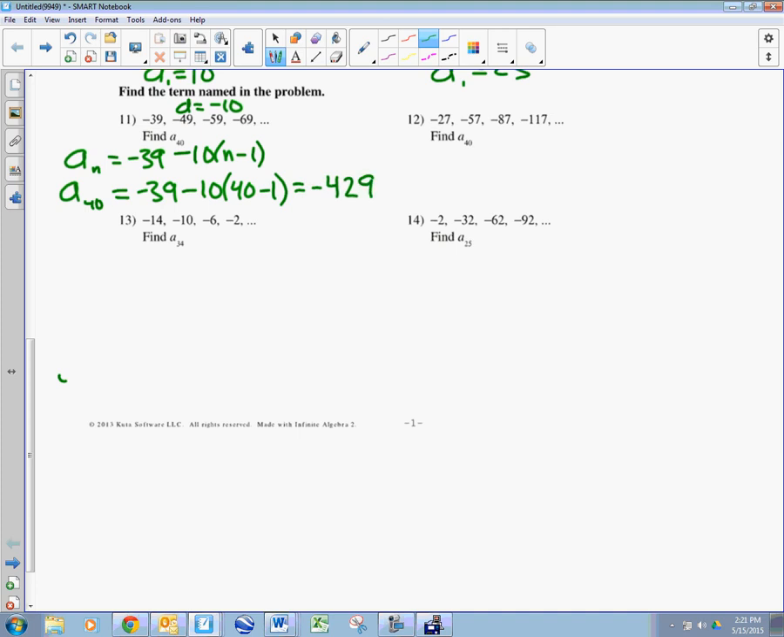Is negative 429? Yep. Okay. Look at the next one. What's the difference here? Negative 30. So a sub n is the first term, negative 27, minus 30 times n minus 1. Again, you could write an explicit formula then in simplified form, but why waste the time? Let's just plug in 40.